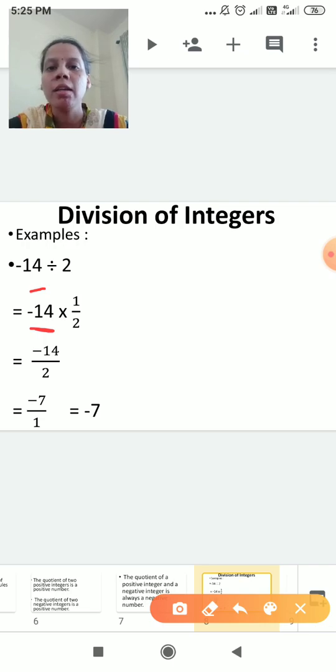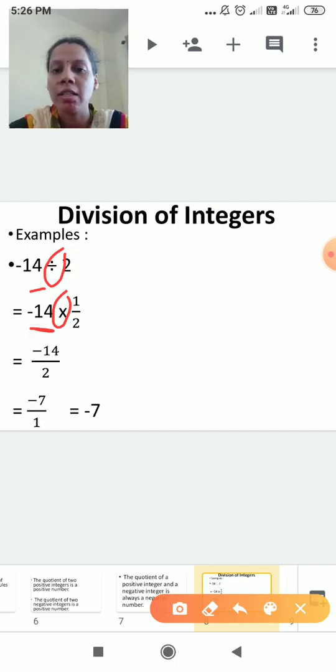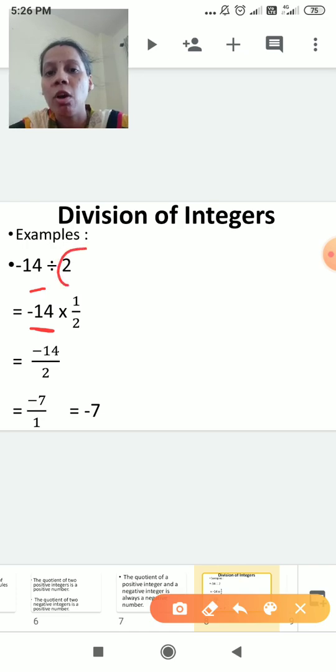In the first step, in place of the division sign, you can see here I have written multiplication. We write down the first integer, minus 14, as it is, and in place of divide, I have written multiplication. As I have written the multiplication sign, we will write down the multiplicative inverse or reciprocal of the second integer. What is the second integer here? 2.